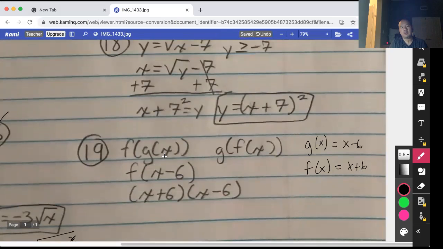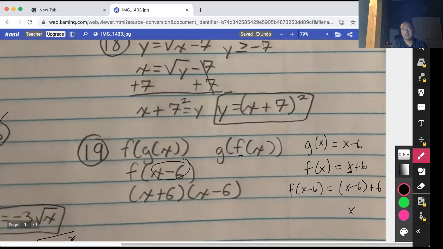And so what you did here was correct. You plugged in the g of x into this parentheses because that's what the g of x is. And then you have to plug this into the f of x. And so what ends up happening is the f of x minus 6 is equal to x minus 6 plus 6. So instead of putting x, I replace this with the x minus 6. And so you get x.